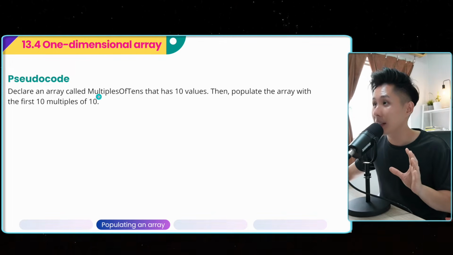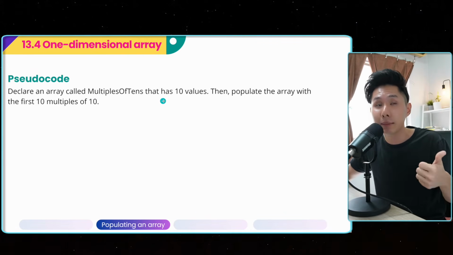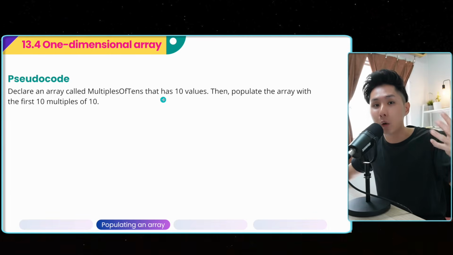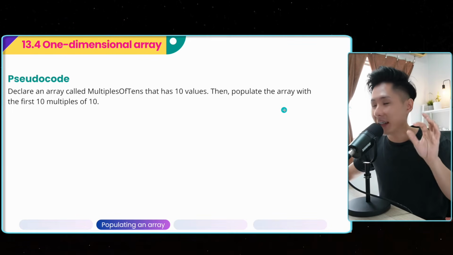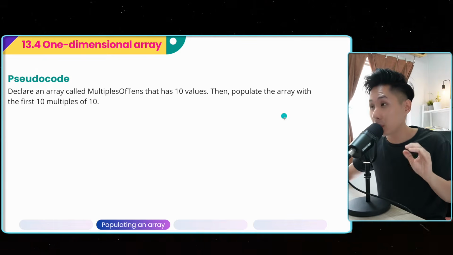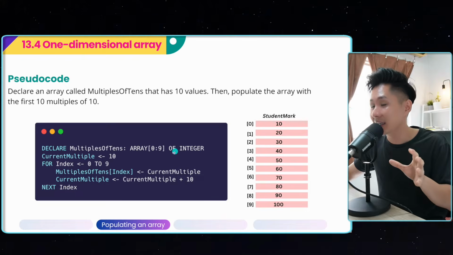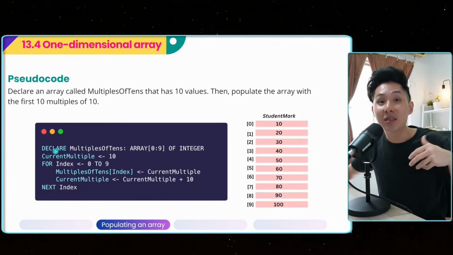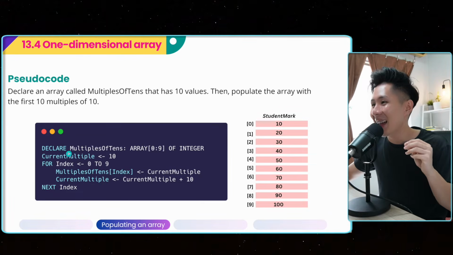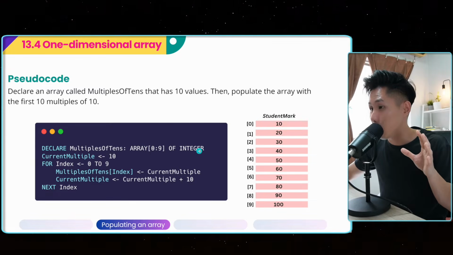Let's say I want to create a multiples of 10 array that has 10 values. Multiples of 10 means 10, 20, 30, 40, 50. Then how do I populate it? If you have watched my chapter 12 video, you would have known that you can use a for loop. So we first declare the array, how many slots it has, and what data type it stores.